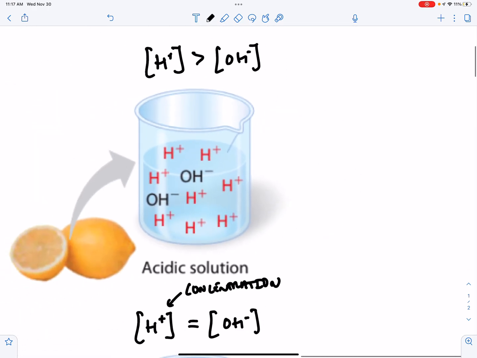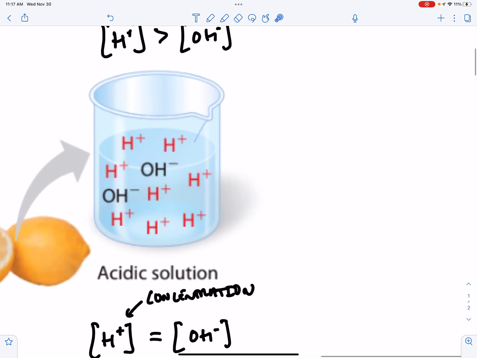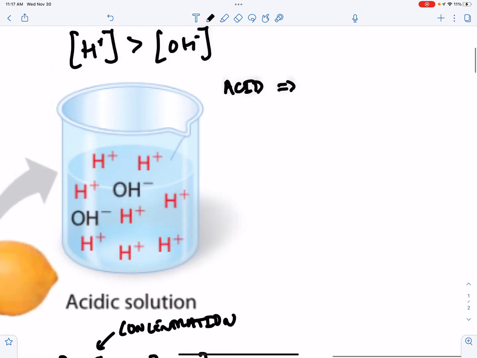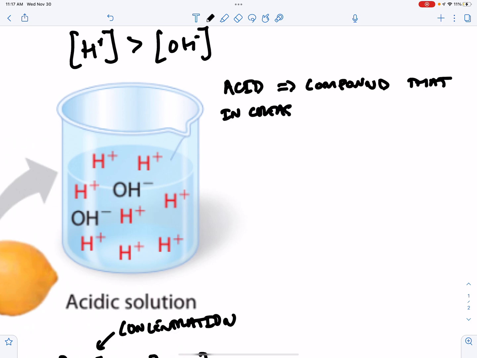Okay, how would we get in a situation where the concentration of H+ is greater than that of hydroxide? Well, if we add an acid, which is a compound that will contribute to H+ in solution, we can increase the amount of H+. So this is a compound that increases H+ in solution. So, for example, an acid that I'm sure you all know and love is hydrochloric acid.